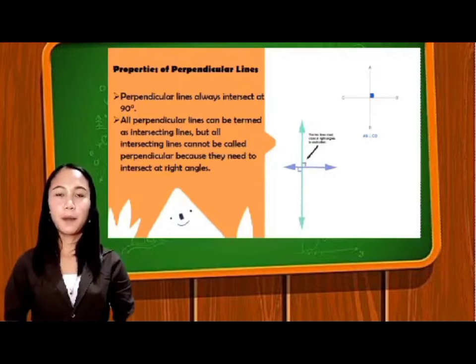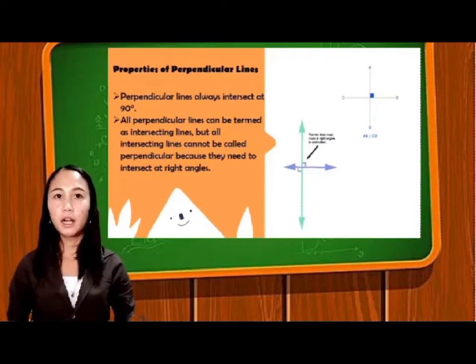Now let's proceed to the properties of perpendicular lines. Perpendicular lines always intersect at 90 degrees and all perpendicular lines can be termed as intersecting lines, but all intersecting lines cannot be called perpendicular because they need to intersect at right angles.